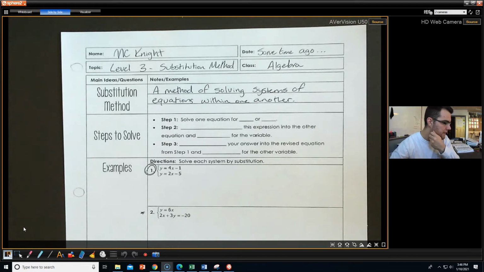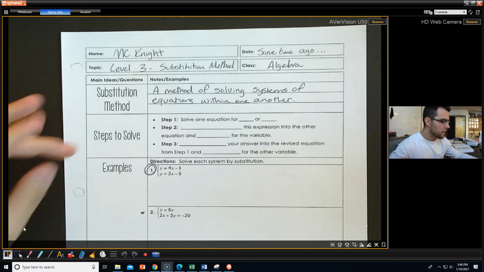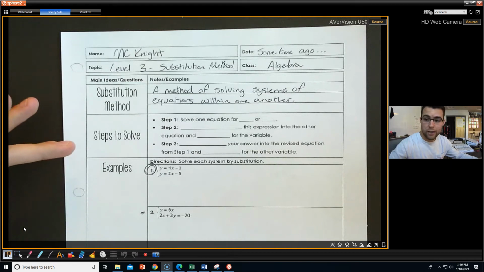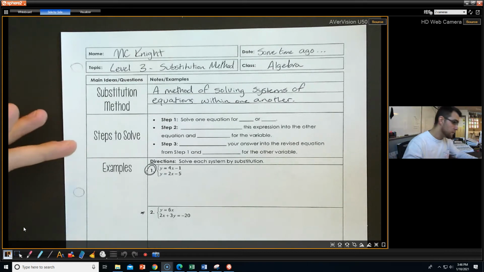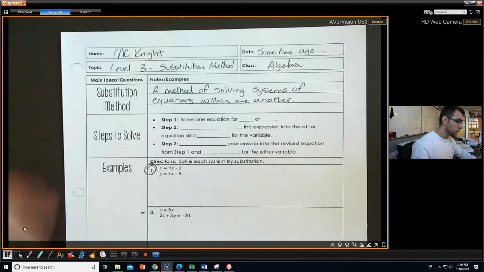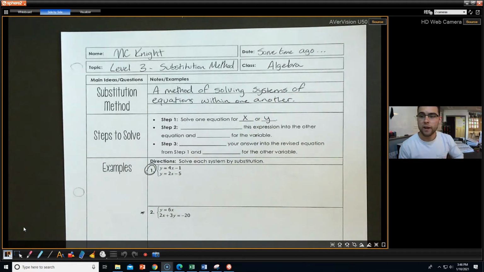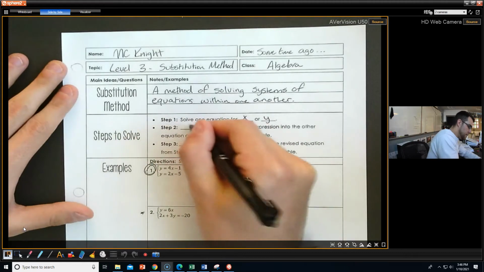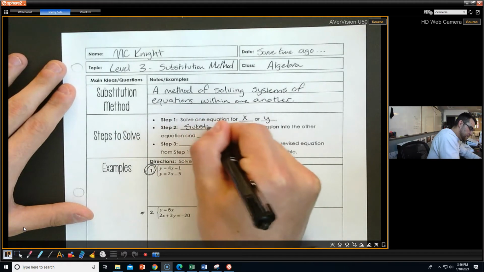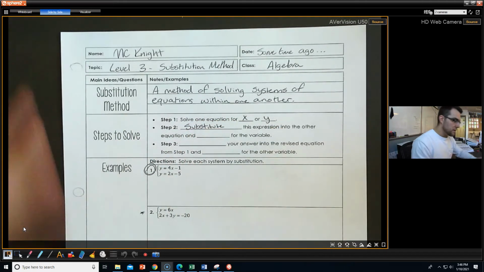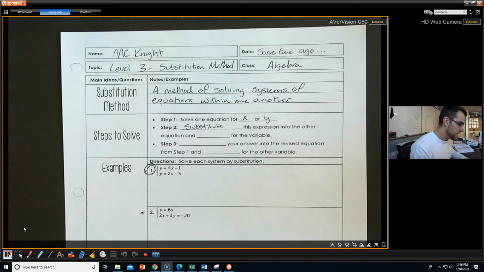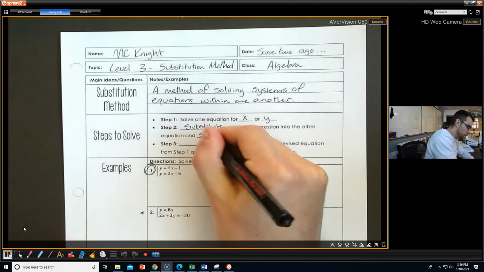Just like everything I like to do with this class, I love coming up with steps to solve. So let's look at step one. Step one is solve one equation for x or y. Those are the two variables we've been working with lately. That's not going to change. Step two is substitute this expression into the other equation and solve for the variable.